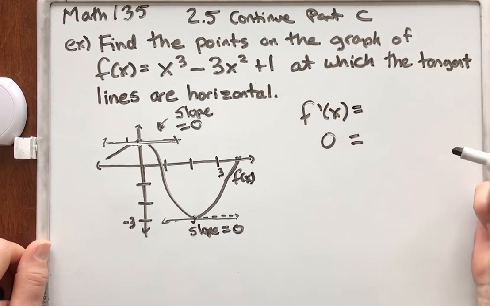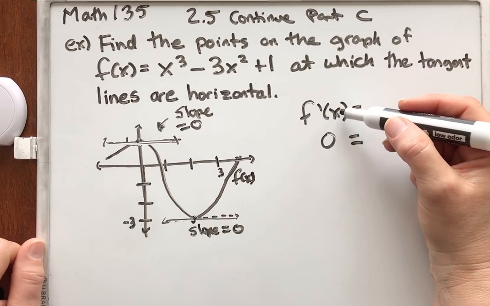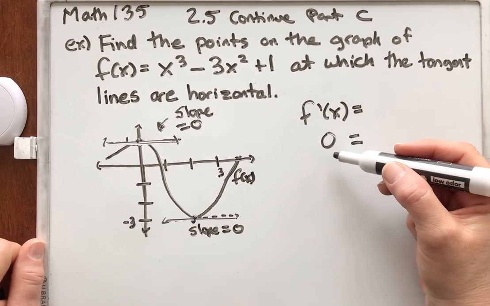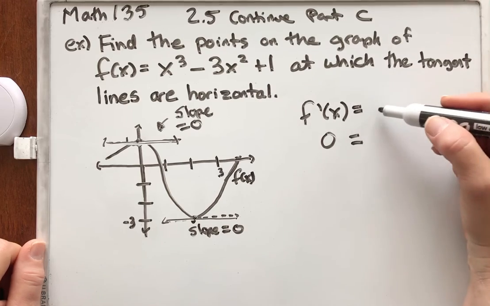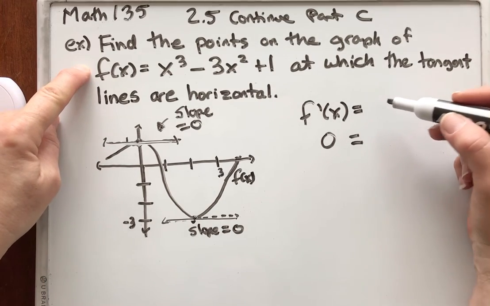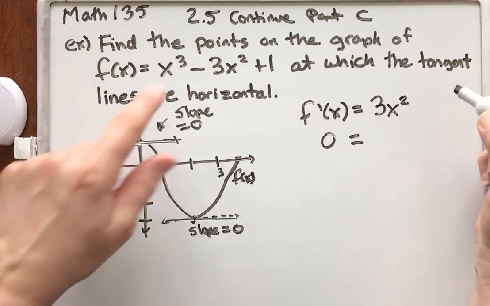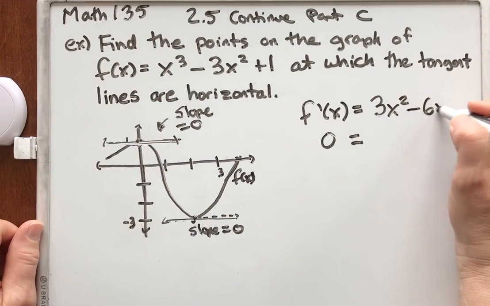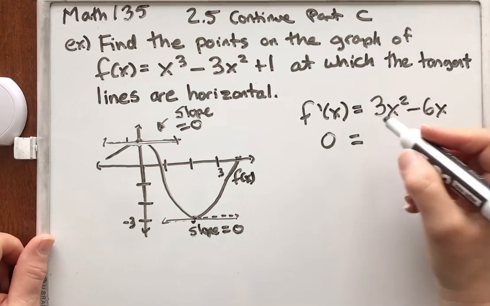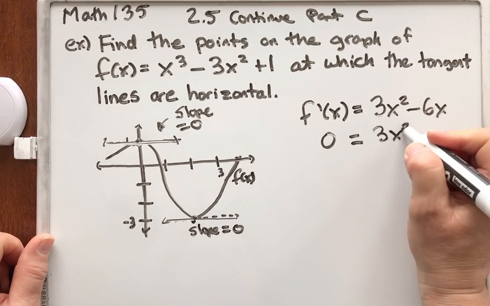Okay? So we're going to first find f prime of x. We're going to set f prime of x equal to 0 and solve for x. So let's take the derivative of this. F prime of x equals 3x squared minus 6x. All right, we set that equal to 0.